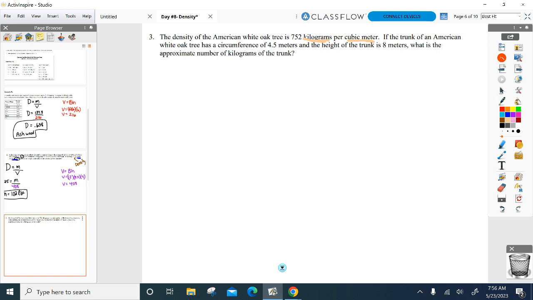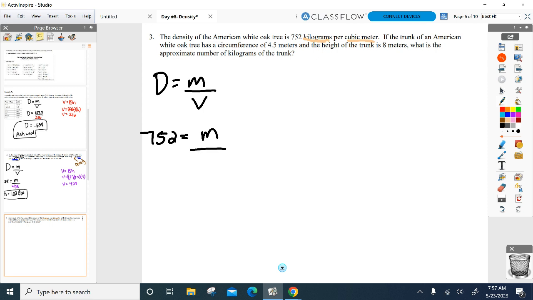All right, so we're finding mass again, right? D equals M over V. Density, 752. We're solving for the weight, the mass of it in kilograms. Whoa, everybody stop. Is our density in the same units as our tree? Cubic meters? Meters. Okay, we're good. We have to check that. Because if not, we need to convert the units. We don't have to in this one.